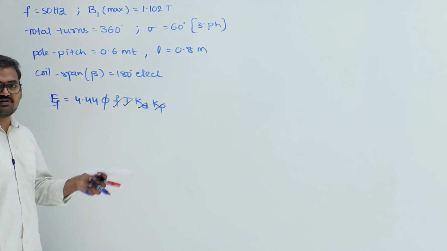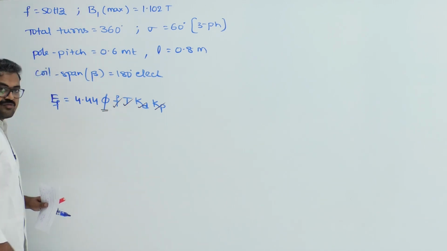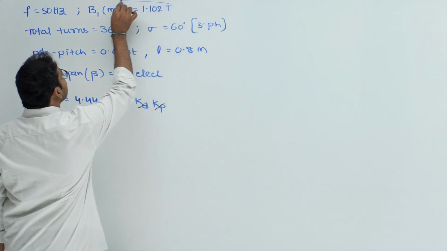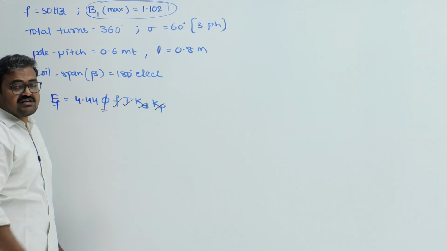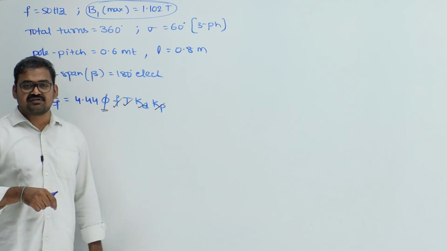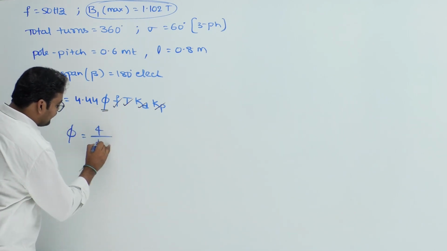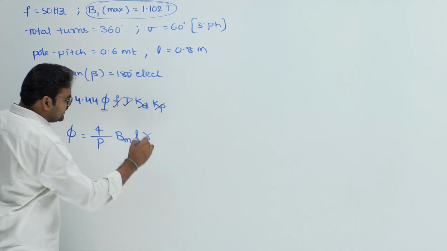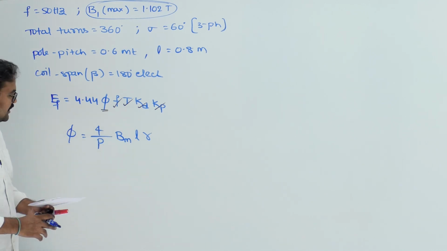M and gamma values are available, which means you can calculate. So the only unknown here is flux per pole. To calculate flux per pole, flux density information is given. In the last portion of the previous lecture, I told you how to calculate flux per pole when flux density is given. What is the formula? Flux per pole is equal to 4 by P into maximum flux density into length into radius of the magnetic core. I hope you remember this formula.